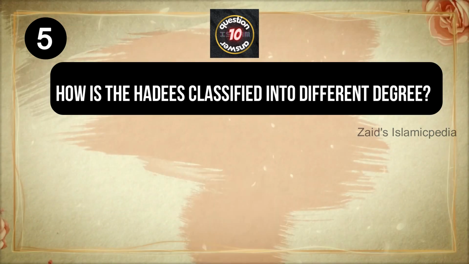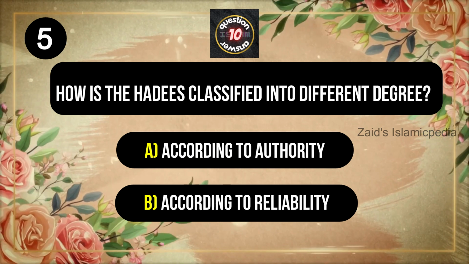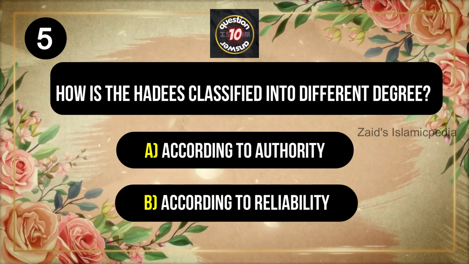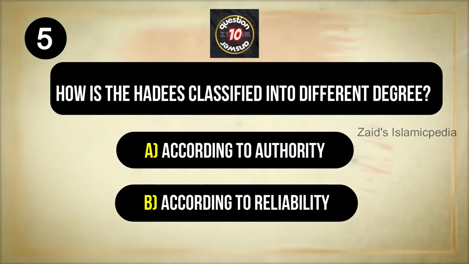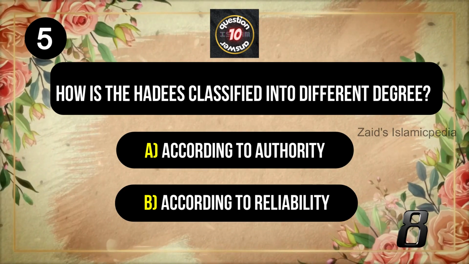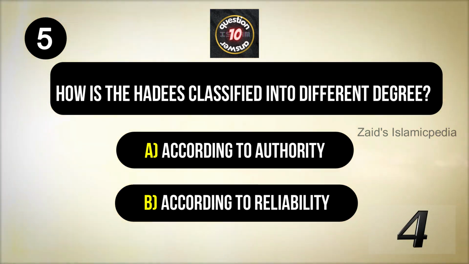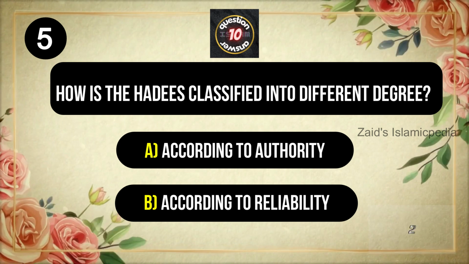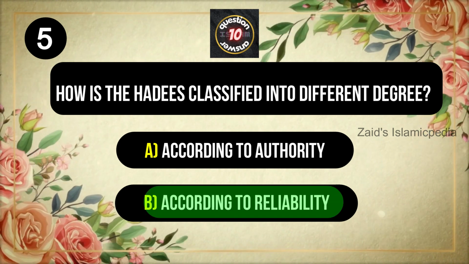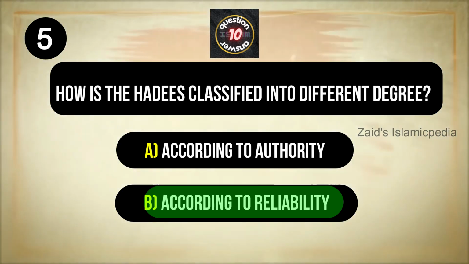How is the hadith classified into different degrees? Your options are option A, according to authority, or option B, according to reliability. The right answer is option B, according to reliability.